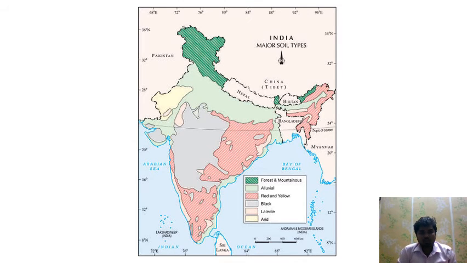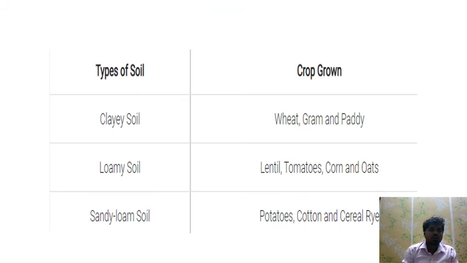Okay, so accordingly there are different crops grown in the different regions of the country. So coming to this table, what can you say about the different crops that are grown?